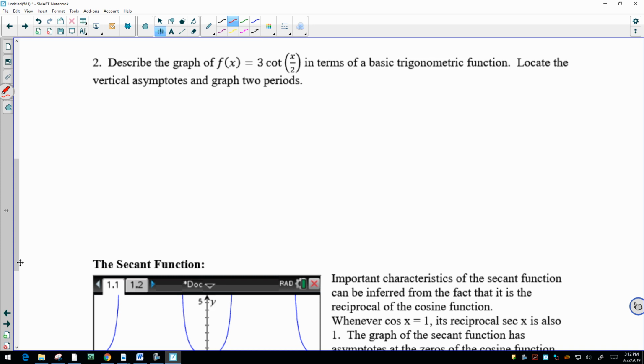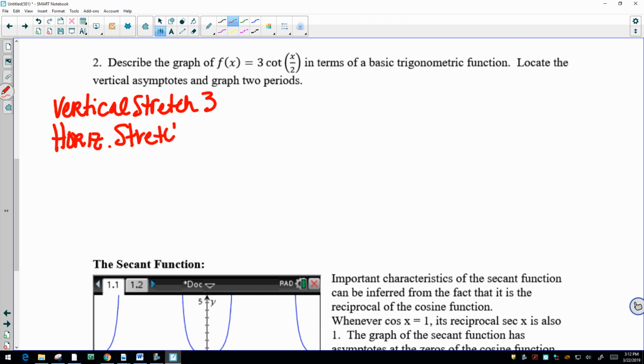Okay, description for our cotangent graph. So if I were to look at this, 3 is a vertical stretch of 3. And notice when we graph it by hand, it's really hard to see that vertical stretch. Not too concerned about that. If I look at the 1/2 x, that's telling me it's a horizontal stretch by 2.